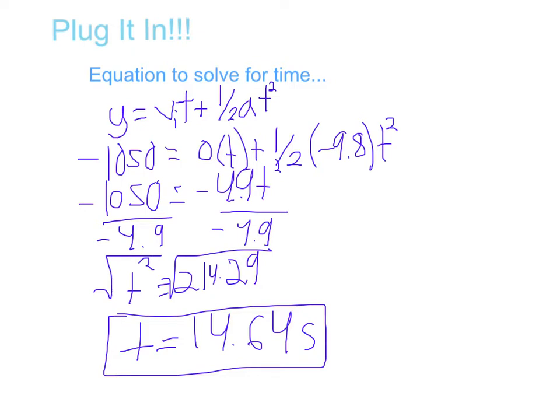Over here we see that simplifying this, because that becomes 0, that is negative 4.9 t squared. Dividing by negative 4.9, we have t squared equals 214.29, and then to find just t, we square root both sides, and we find t equals 14.64 seconds. But the problem was asking more than just finding the time, so now we have to go solve for the other portion of the problem.